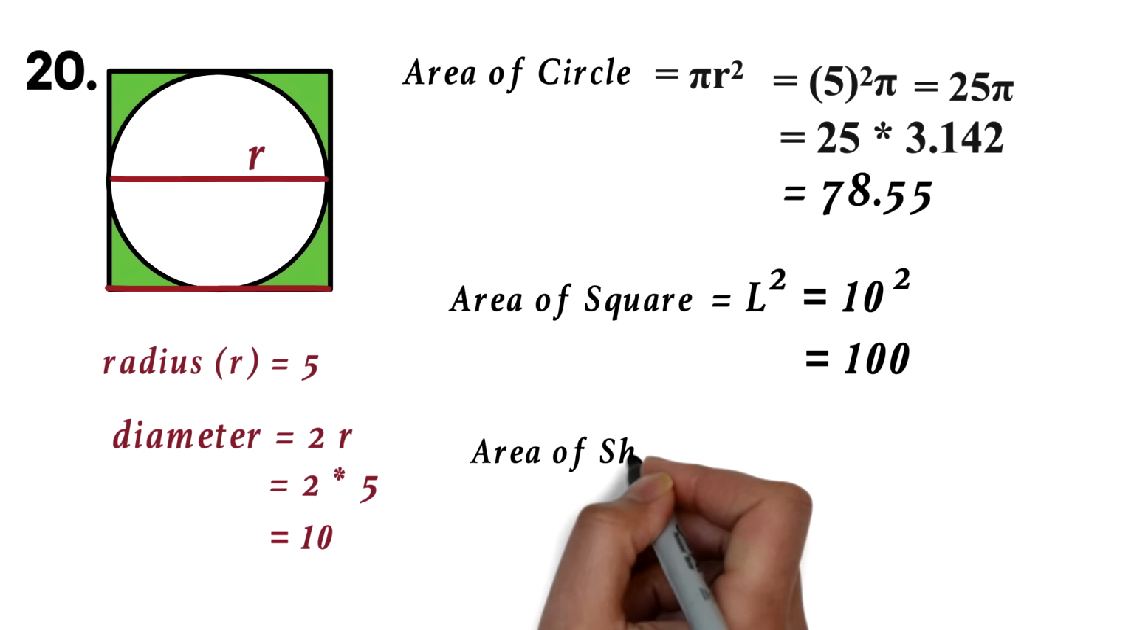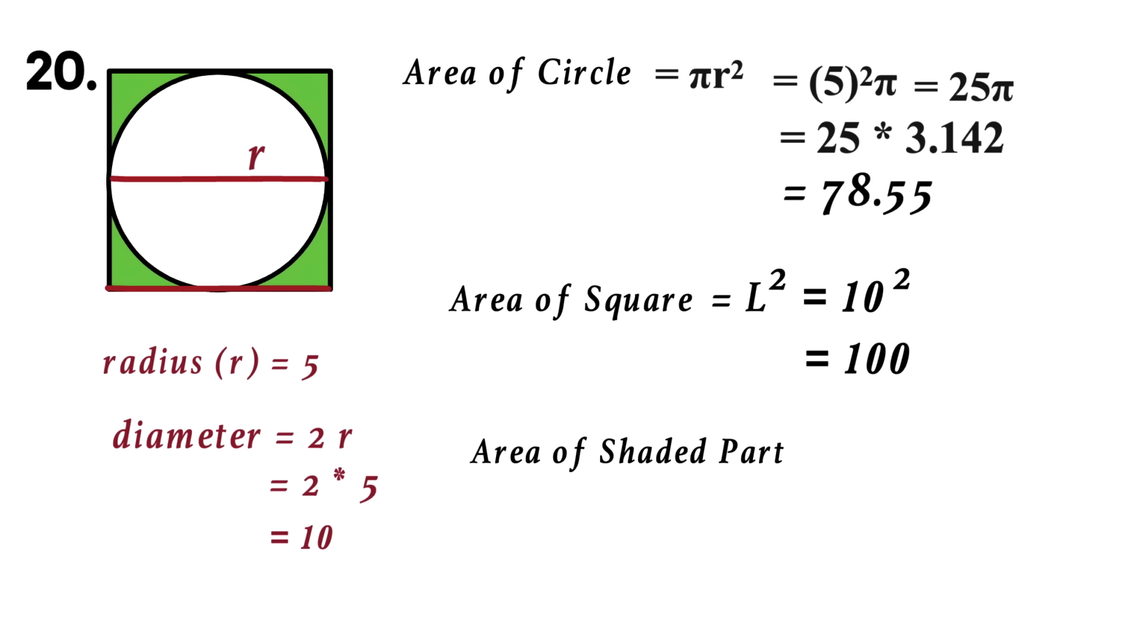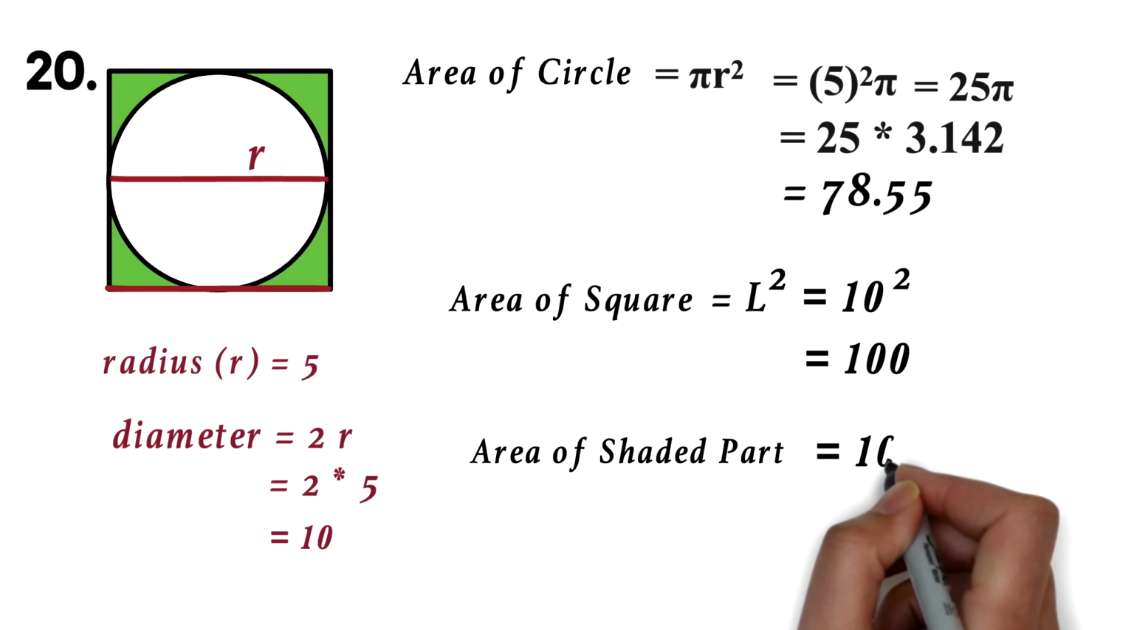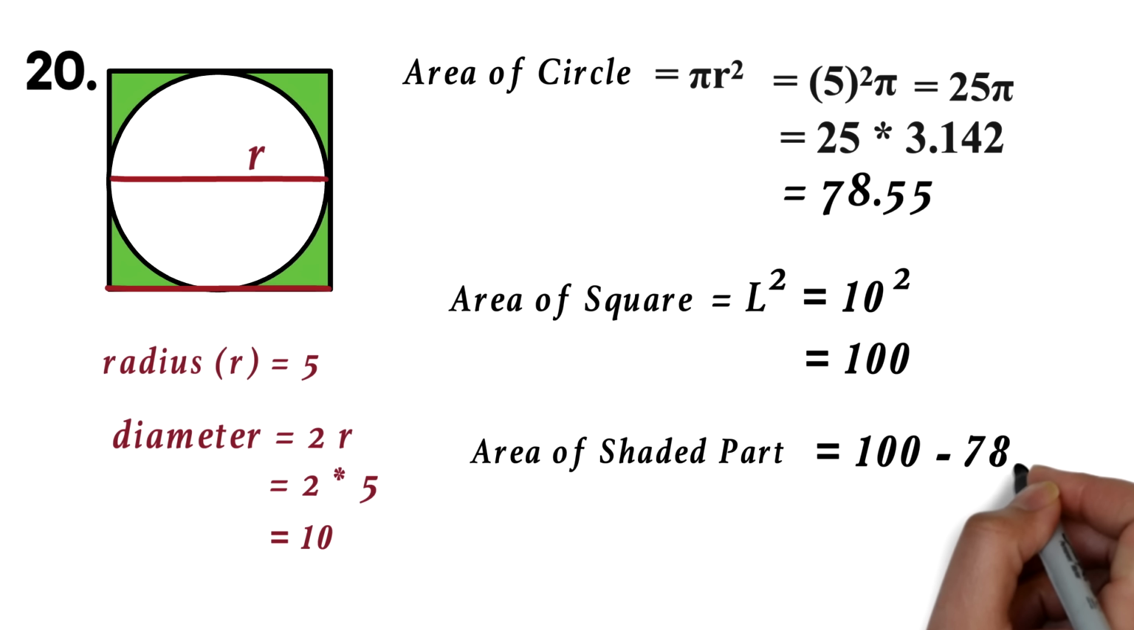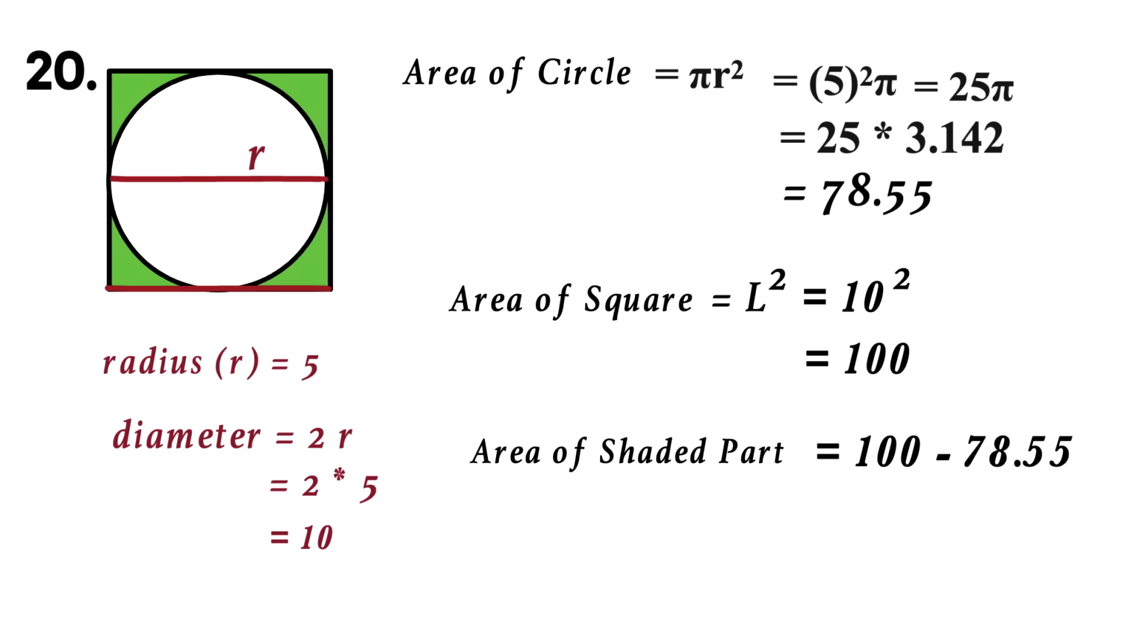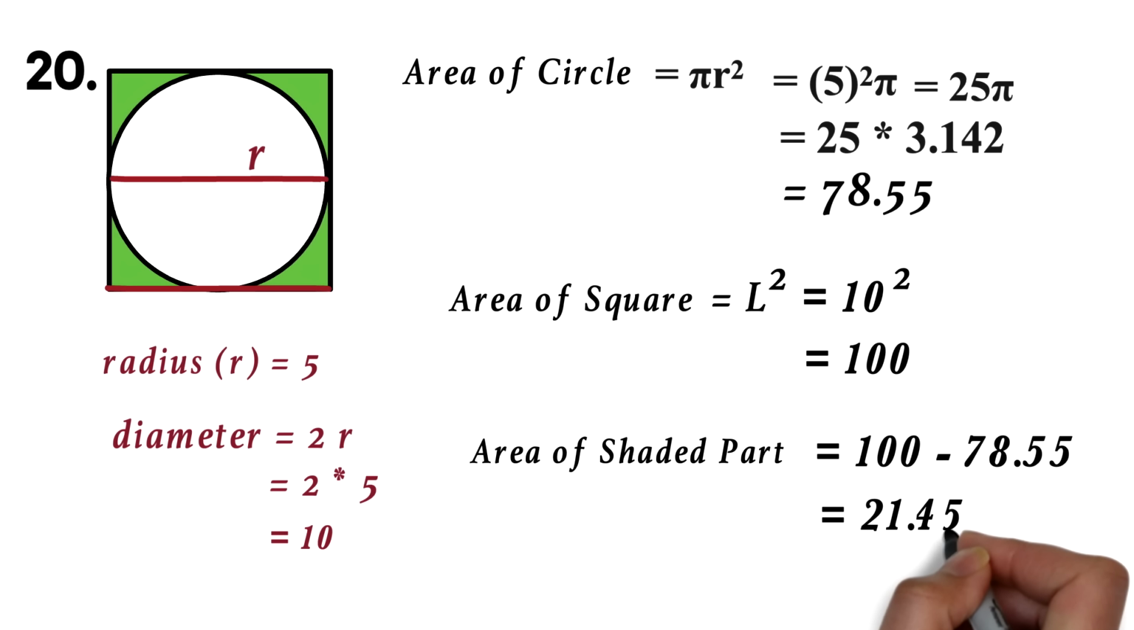Finally, we subtract the two areas to get the area of the shaded portion. We have 100 minus 78.55. The area of the shaded portion is therefore 21.45.